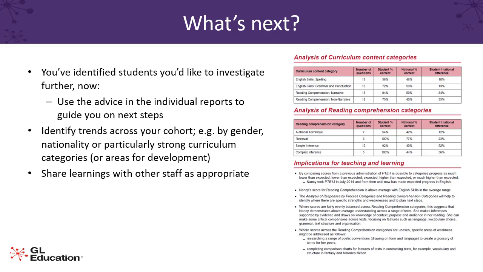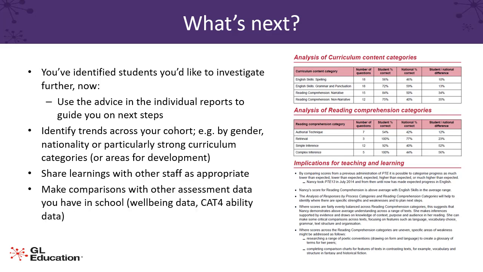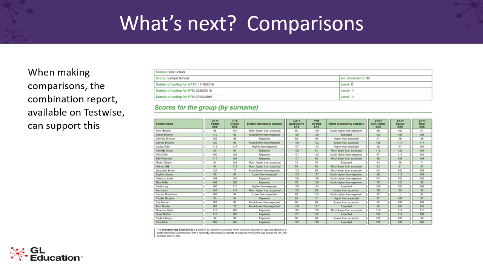We also recommend that you look at other data you have in school about each student, particularly where there's a concern. For example, attendance data, wellbeing data, CAT4 ability data. To help you in comparing the attainment data from the Progress Test Series with the ability data from CAT4 assessments, you can run a combination report.